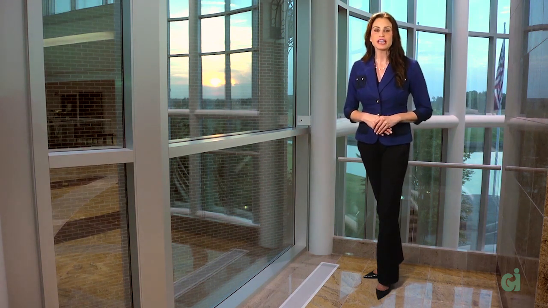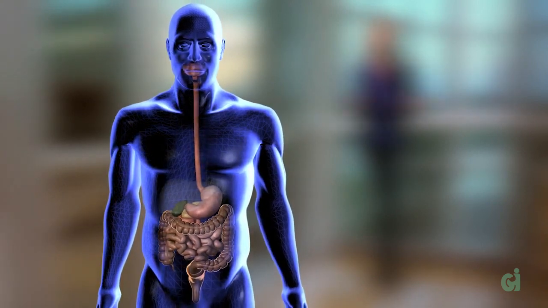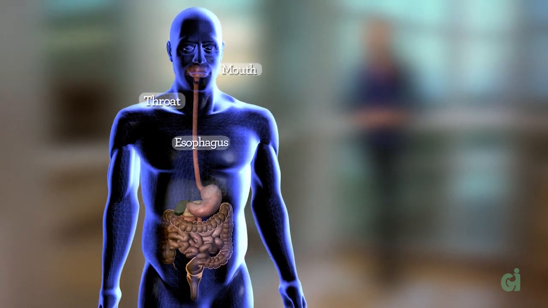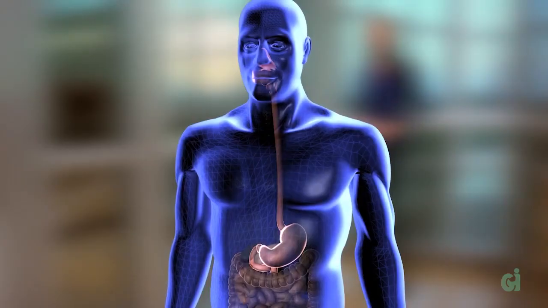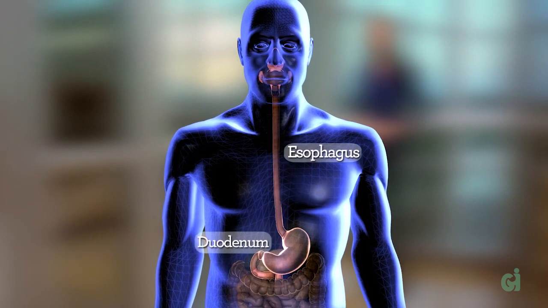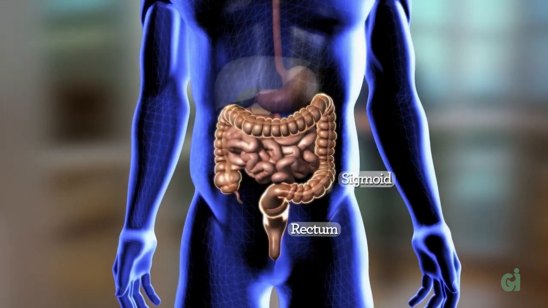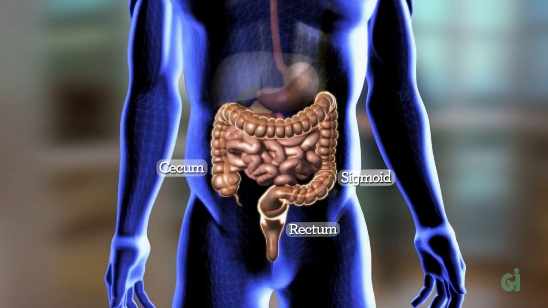To help you better understand the EGD and the colonoscopy, let's start by looking at the body's digestive system. The digestive system is also known as the gastrointestinal tract, GI tract for short. The GI tract includes the mouth, throat, esophagus, stomach, small bowel, and large bowel. The upper GI tract is the part of the system that begins at the esophagus and ends at the upper part of the small intestine called the duodenum. The lower GI tract extends from the upper portion to the lower portion of the colon that ends at the rectum or the sigmoid to the cecum.